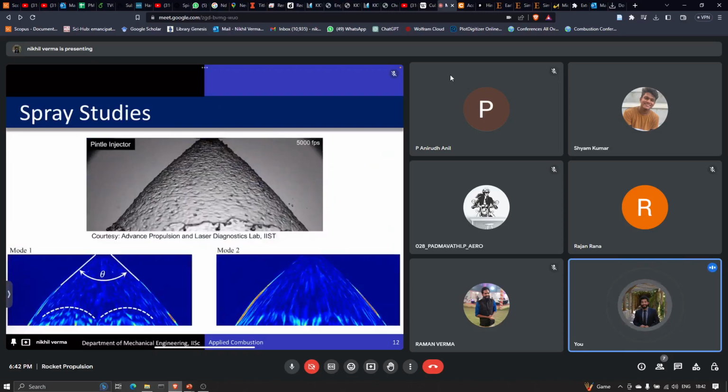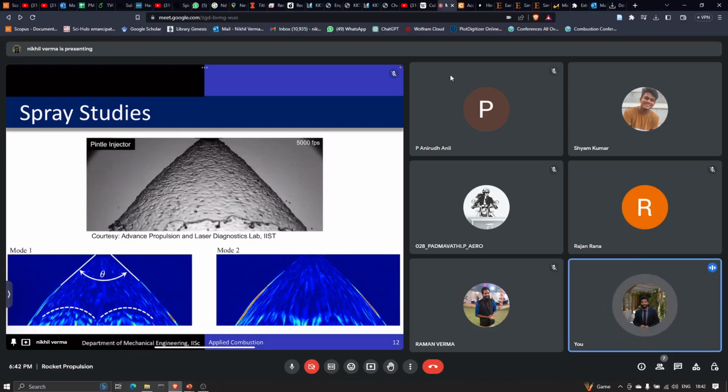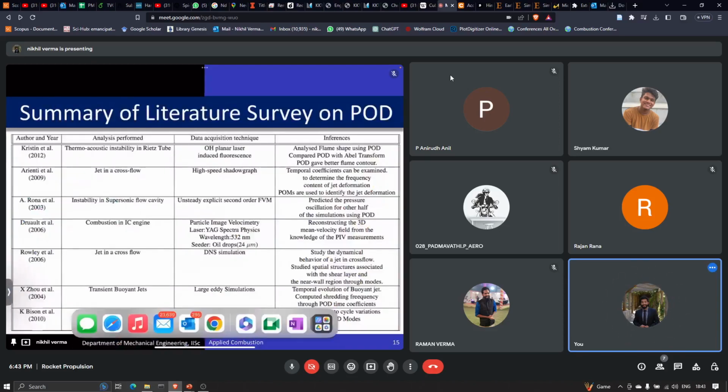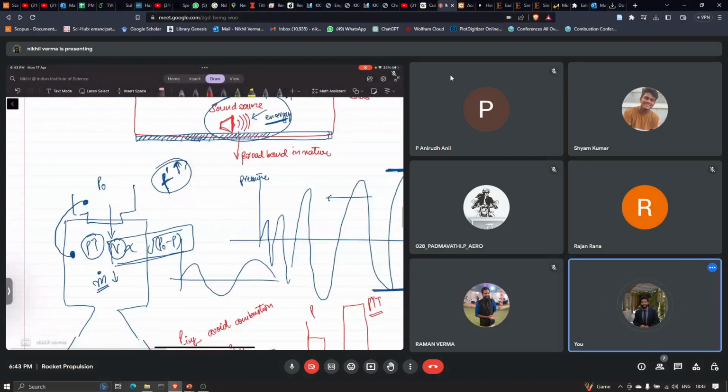Okay, and this is the new spray that is getting developed in rocket engines, known as the spindle injector. So we do not want different injectors in the liquid rocket engine. Only one injector can help to spray the propellant in the complete combustion chamber. Okay, so let us move to this combustion stability part.